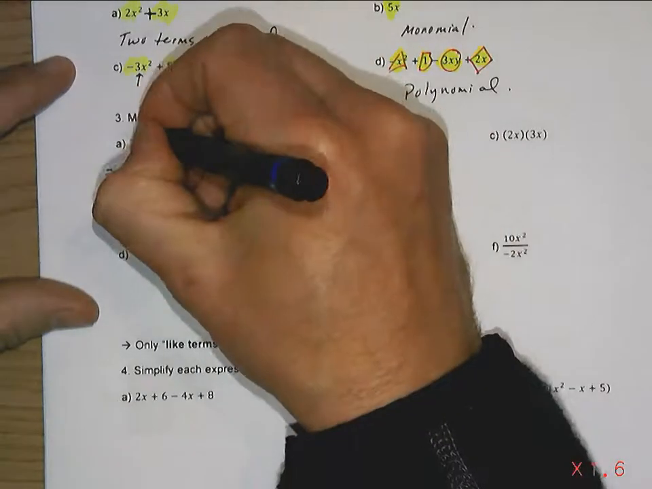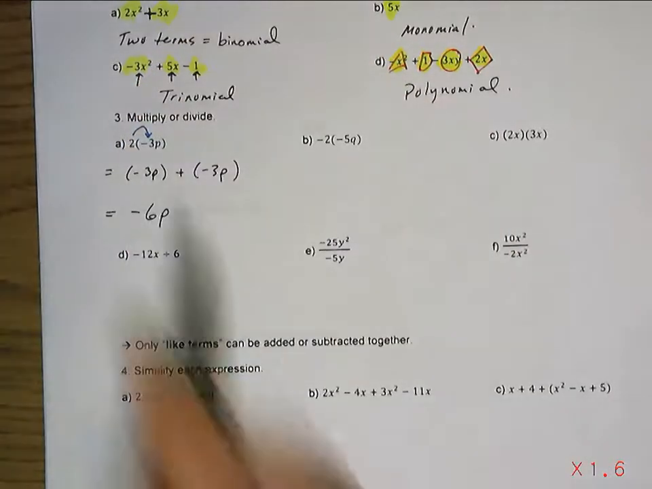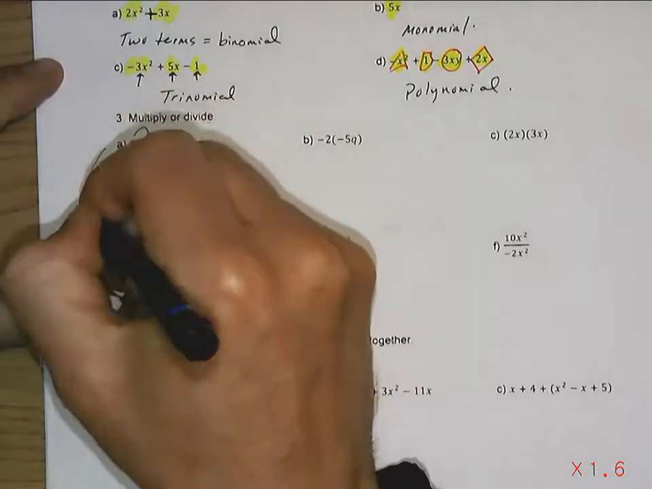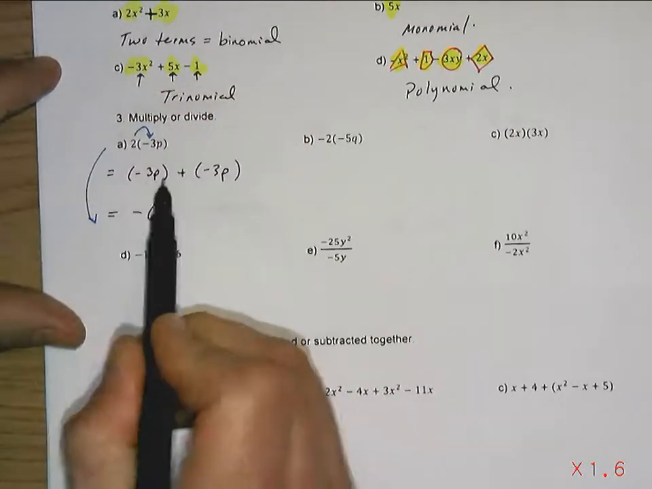What we're actually going to do is simply multiply. So I've got 2 times negative 3 is negative 6p. And that's how we're going to get the final answer. But make no mistake, this is what's happening.